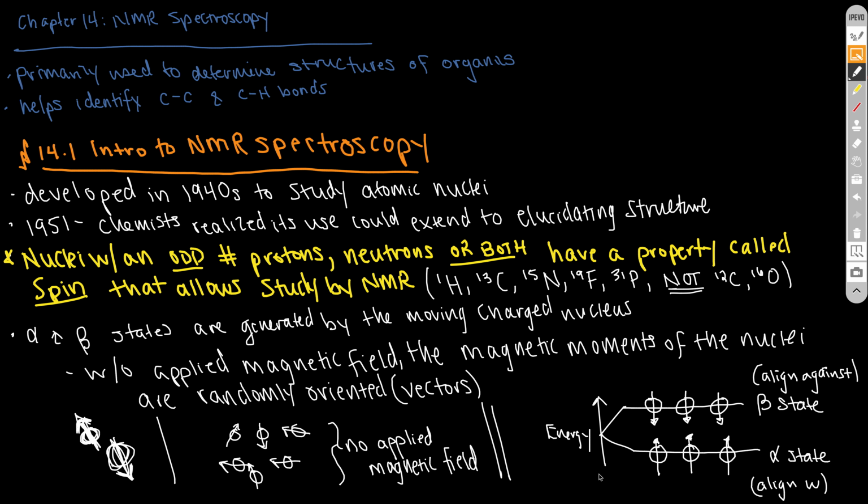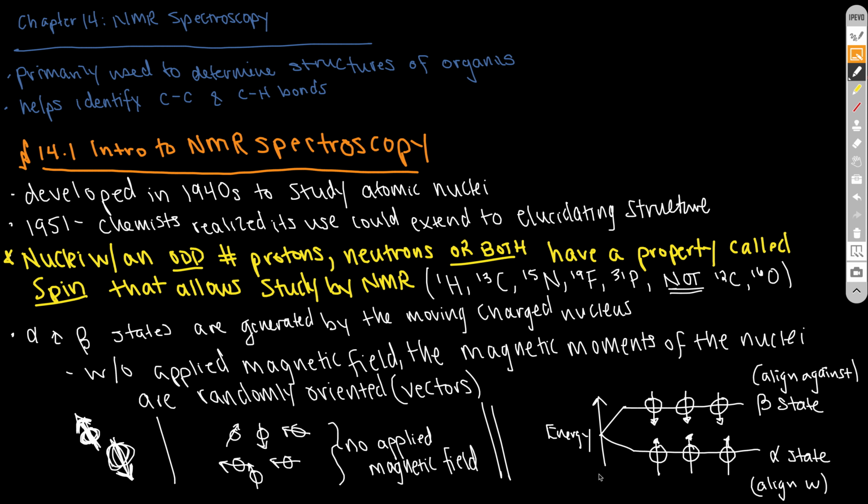And it's extremely powerful. It was developed in the 1940s to study atomic nuclei, and in the 50s, chemists started realizing that it could be used to elucidate structure. And one of the reasons why it is so powerful is it doesn't just work on carbon and hydrogen. It can work on any element or any nuclei that have an odd number of protons, neutrons, or both, right?